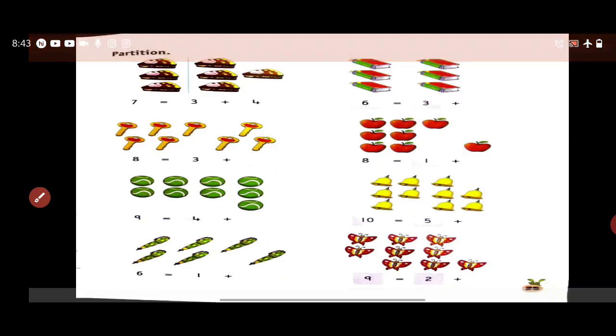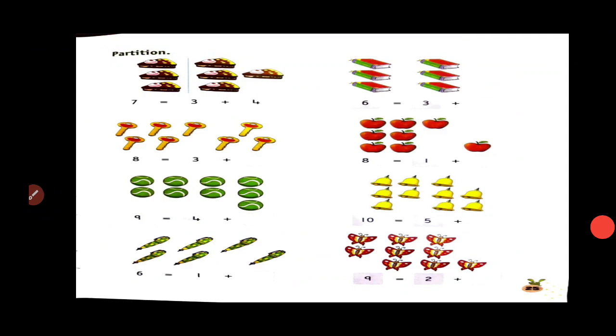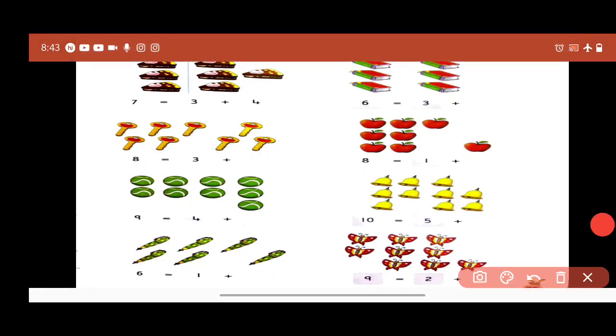Moving on. Over here, this is the partition. What you have to do, just carefully observe. There are some pastries or cakes kept together. They are saying 7 is equals to 3 plus 4. So over here, they have made a partition between the number of pastries. See, over here there are 4 pastries, and over here there are 3 pastries.